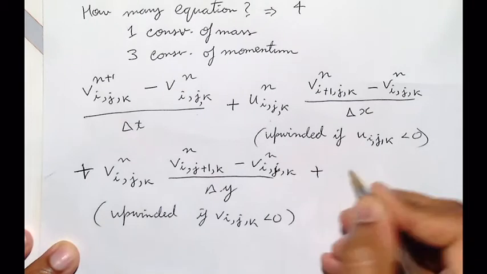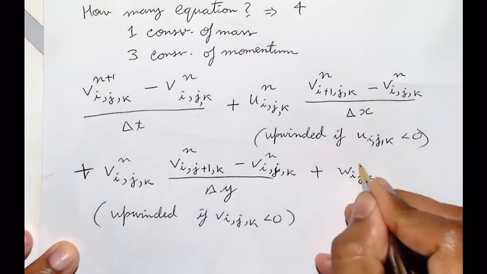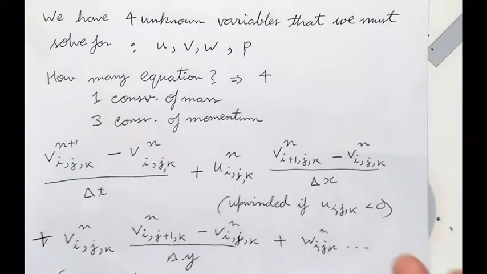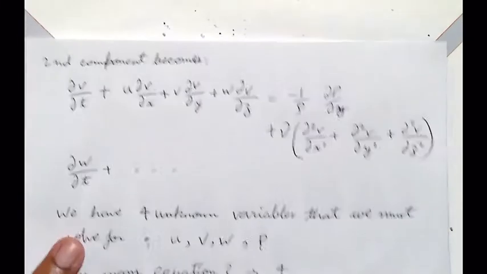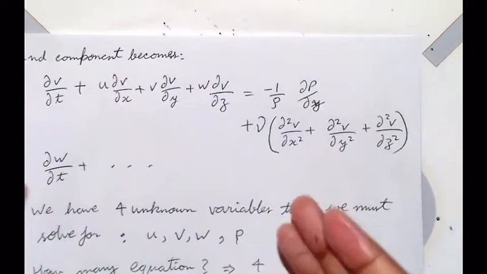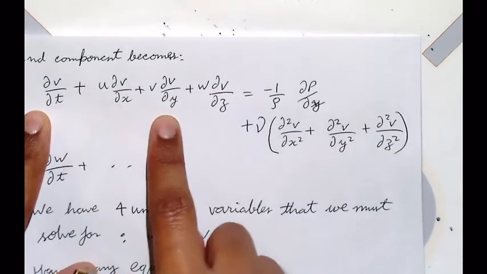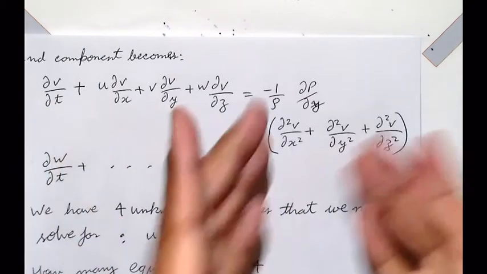And there's a third one, which is W, I, J, K at N, and so on. That's the whole left-hand side. We've just finished the left-hand side of this beautiful monstrosity. So we've discretized the time derivative and the x, y, z derivatives. Let's go to the right-hand side.